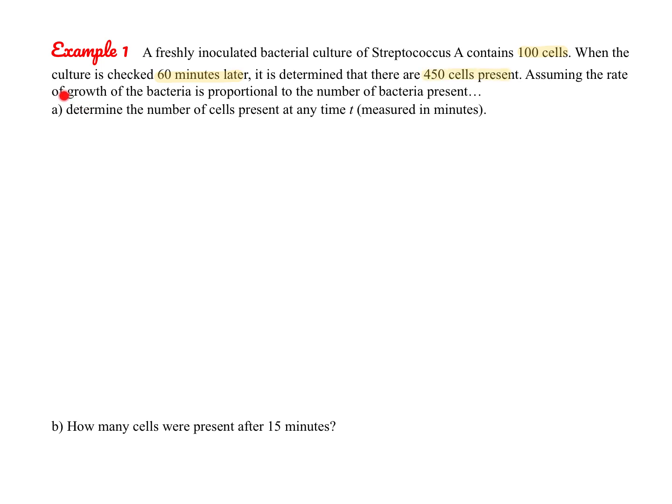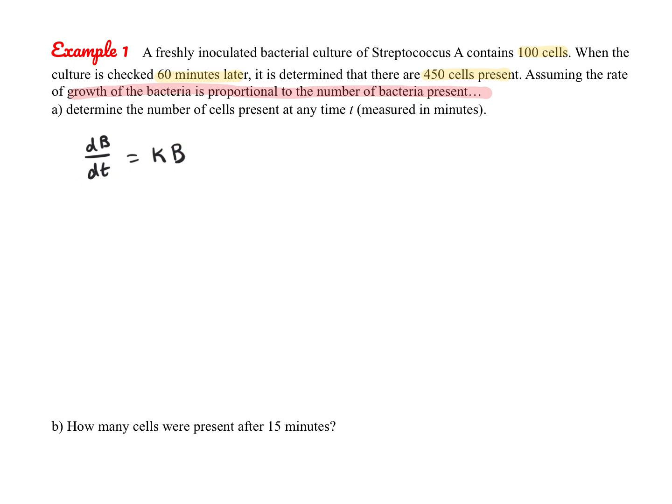So assuming that the growth of bacteria is proportional to the number of bacteria present, we're going to find a general equation for the number of cells present at any time t measured in minutes. So when it says the growth of bacteria, we can write this: dB/dt is proportional, so we can give that k, that constant of proportionality, to the number of bacteria present, which would be our output, which we could call b. So we're kind of treating this like a y value.